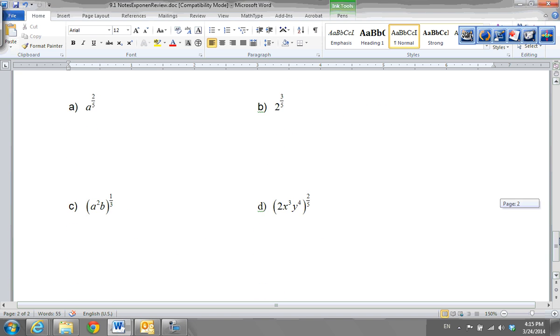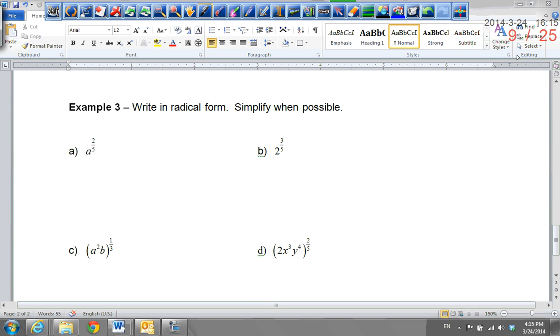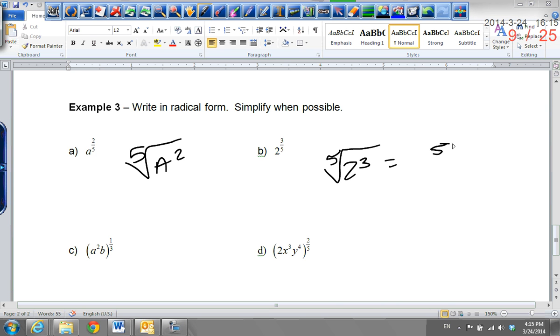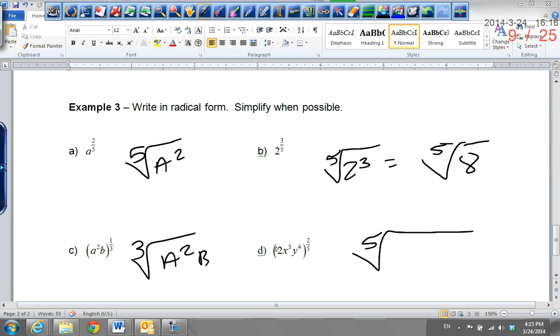All right, let's go the other way. So we get a to the 2/5, that's going to be the fifth root of a squared. Letter B is going to be the fifth root of 2 cubed, or the fifth root of 8. This one is going to be the cube root of a squared b. And then lastly, every single time the bottom number goes on the outside, and you're squaring everything else. So you get 2 squared, which is 4, x to the 6, y to the 8th.